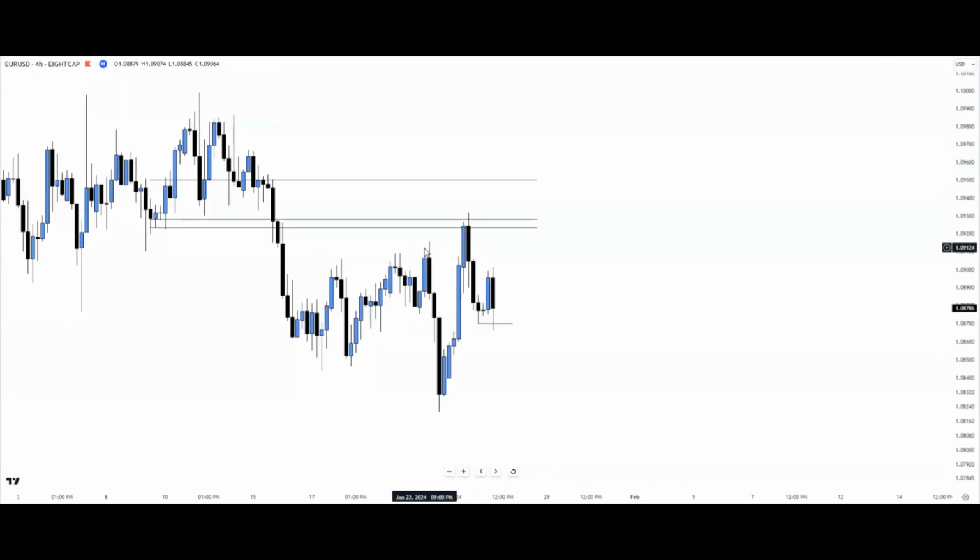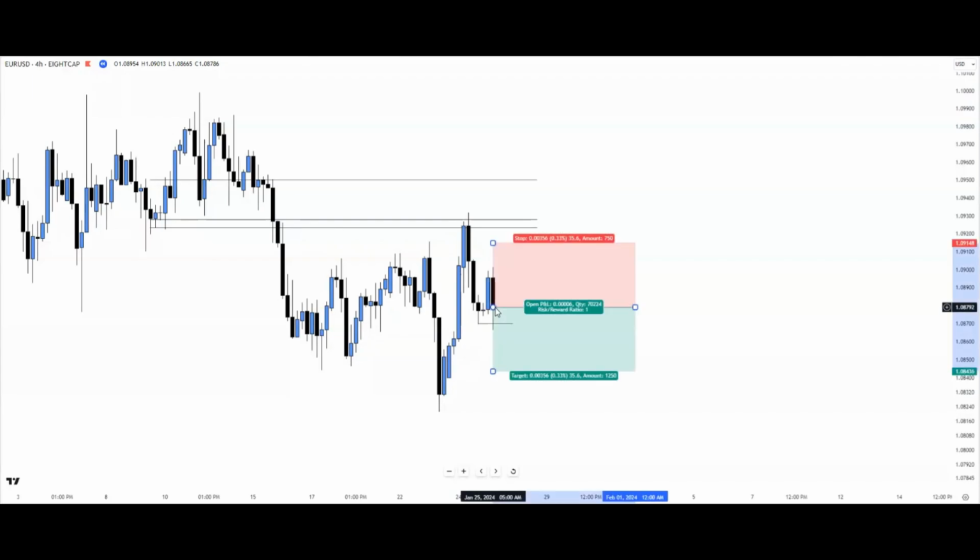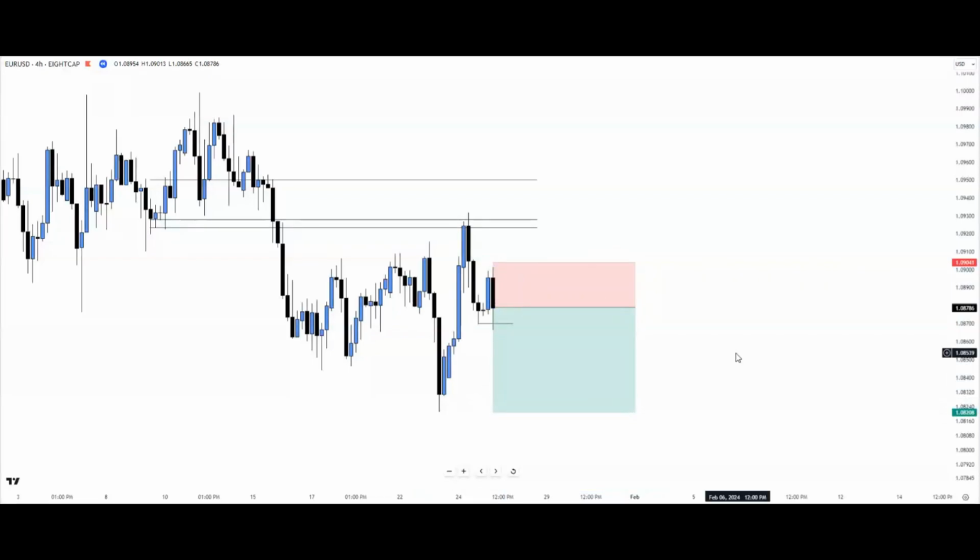And there we have it. So we can see a break of structure right here. So we can frame our entry right here, putting our stops above this high and aiming for this swing low, which is going to be our draw on liquidity. So let's see what price does.